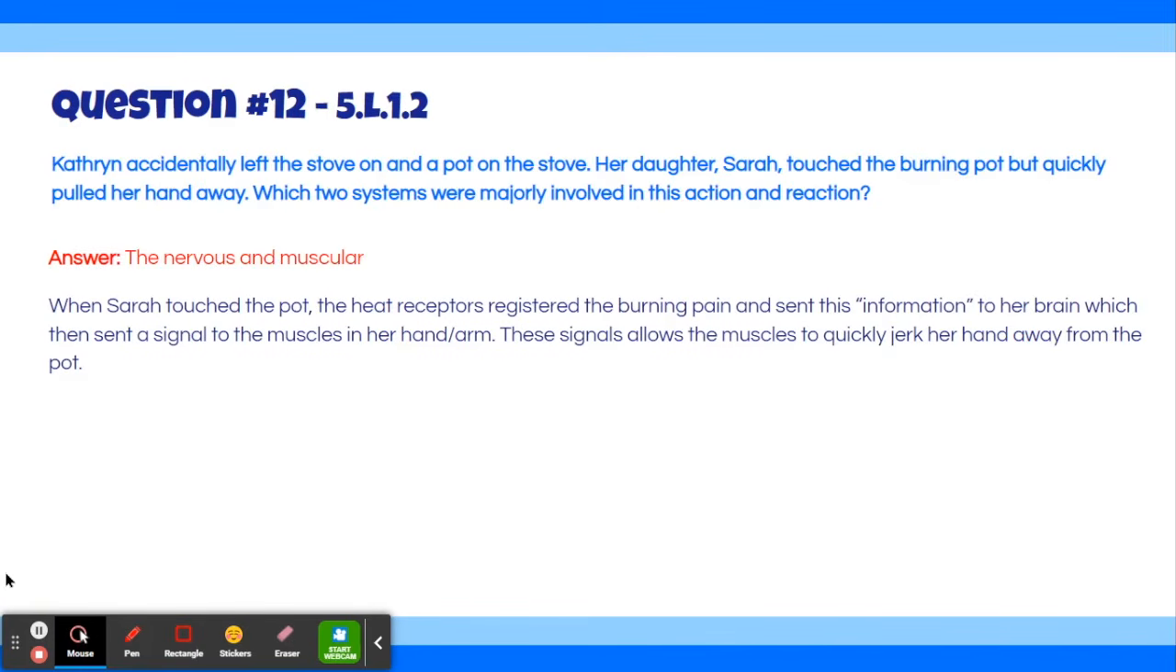The answer is the nervous and muscular systems, because when Sarah touched the pot, the heat receptors registered the burning pain and sent this information to her brain, which then sent a signal to the muscles in her hand or arm. These signals allow the muscles to quickly jerk her hand away from the pot.